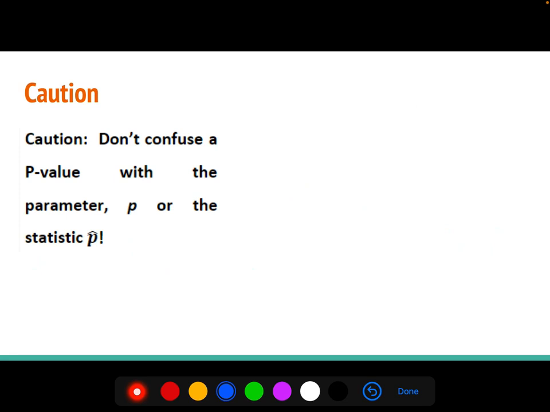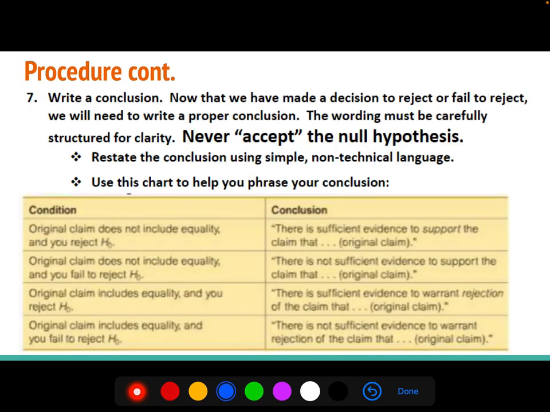Now, here's a common thing. Don't confuse your p-value with the parameter p or the statistic p hat. Yep, we've got a lot of p's in statistics. Number 7. Now comes the conclusion. We've already done the testing. Now we're to the conclusion. We will never use this word here, accepting the null. We're either, remember I told you, rejecting or failing to reject the null. So you might want to make sure you have this table down because you need to know how you're going to say what you have.